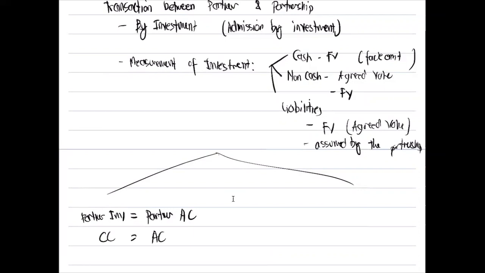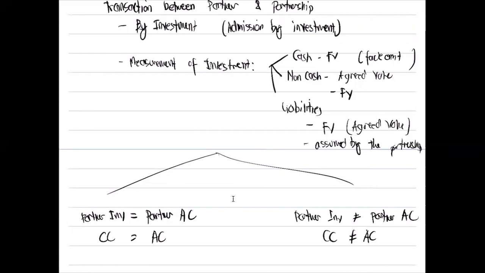Another instance is that the partner investment is not equal to your partner agreed capital. So contributed capital is not equal to agreed capital. I know you already know about this, as we have discussed this one in your partnership formation regarding contributed and agreed. So contributed is the amount of the capital that was provided by the partner, while agreed capital is the amount of capital provided by the partnership to the partner.